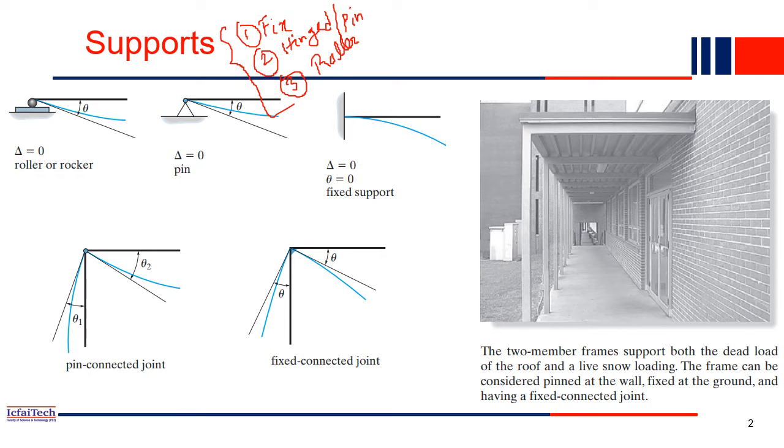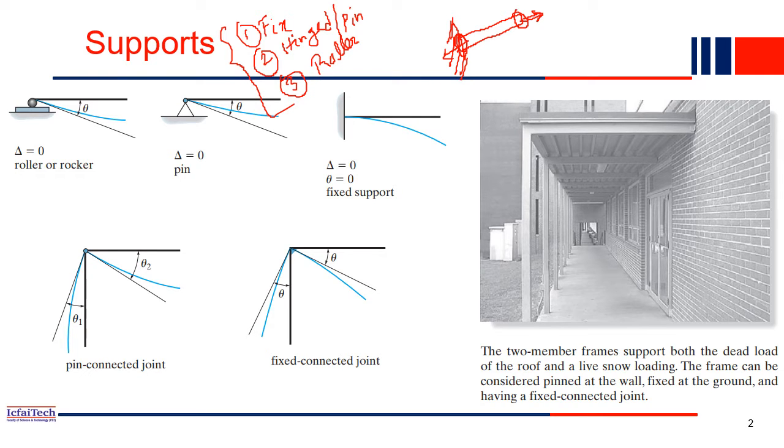First one is fixed. Fixed means what? Let me draw here. Consider a cantilever beam, where this is a wall and a beam is connected here. This beam is actually embedded into the wall. Now what will happen if you pull this beam by gripping at this location? This joint is basically a fixed joint.